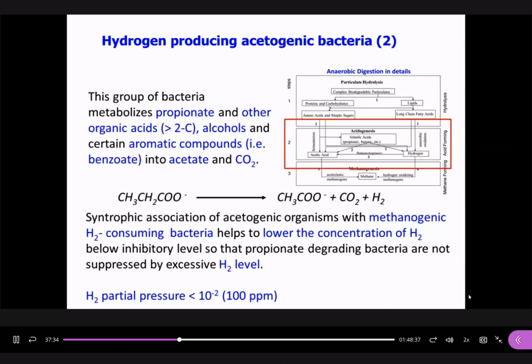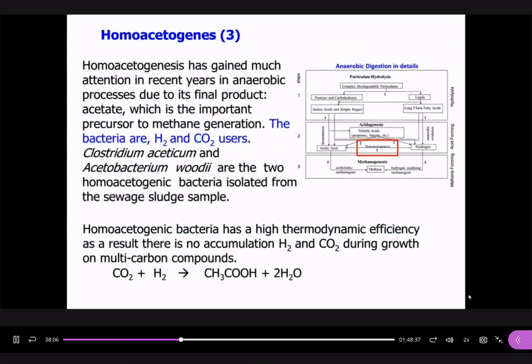You learned some thermodynamics. If we have a very high concentration of hydrogen gas, the reaction will not proceed from the left to the right, right? So that could be a problem. But here, hydrogen gas will be consumed by the methanogenic bacteria. Here shows all these bacteria work together. They work together.